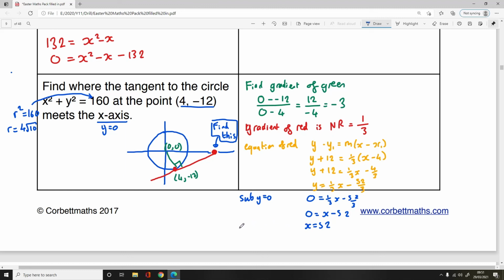So what's my final answer? Where does this meet the x-axis? At 52, 0. Absolute grade 9 question, that. Well done if you got anywhere near. It does use things that we should be able to do. We should be able to find the gradient of lines, we should be able to find the gradient of perpendiculars, we should be able to find the equations of lines, and then we should be able to find where lines hit points. But all of that at once with no sort of direction, that's difficult.